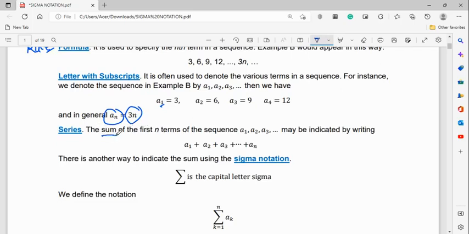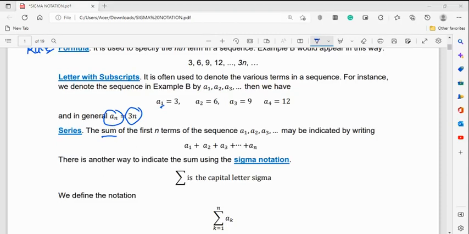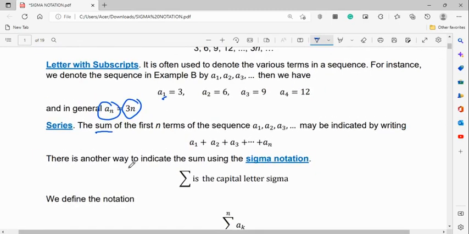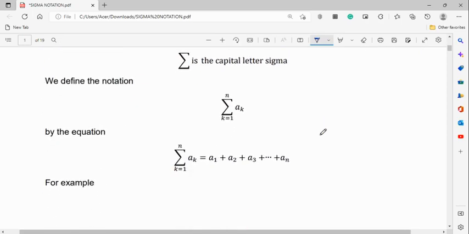Series is just getting the sum. Okay? So if you have sequences, get all the terms, add all the terms. So ang tinatawag na natin diyan ay getting the series. Okay? Now, there is another way to indicate the sum using the sigma notation. Series is about getting the sum. So, meron tayong ginagamit na Greek letter to indicate sum, and we call that one as the sigma, the Greek letter, the capital letter sigma.